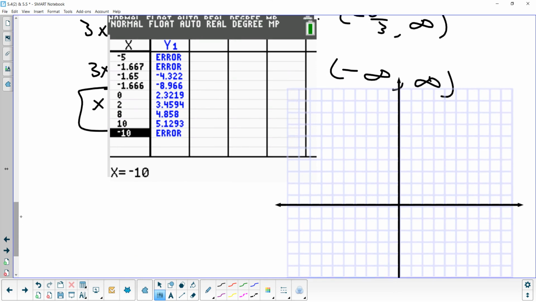All right, so we got negative 5/3. Let's put that in. About right there. There's our vertical asymptote. 0, 2.3. We've got 2, 3.5. 1, 2, 3, roughly. 8, just under 5. 8, 1, 2, 3, 4, 5. And 10, just above 5. Okay, good enough. And remember that it's going to come in and drop off at that asymptote. Yeah, there's your sketch.